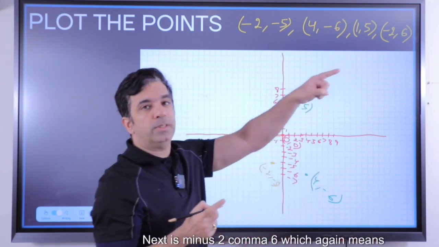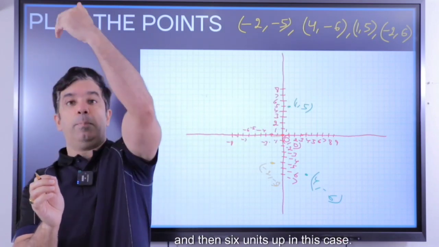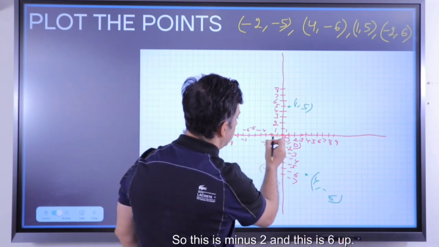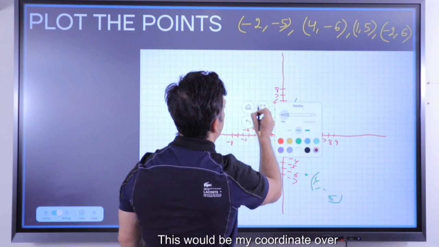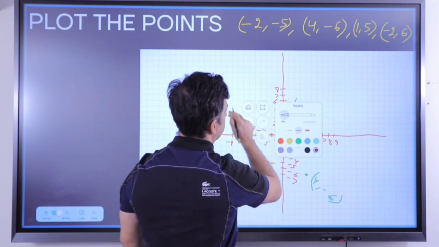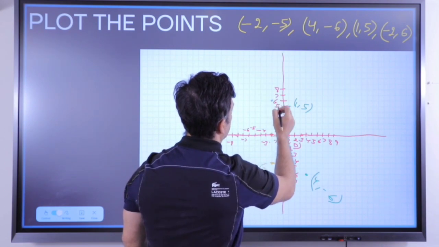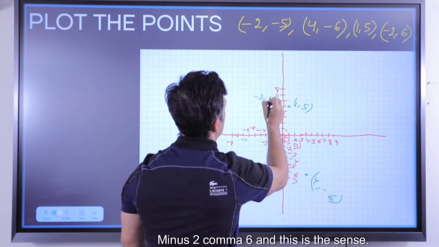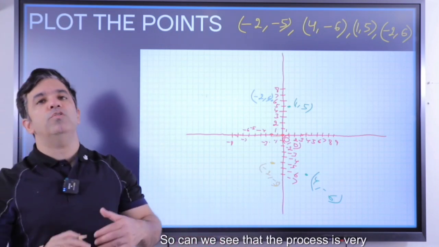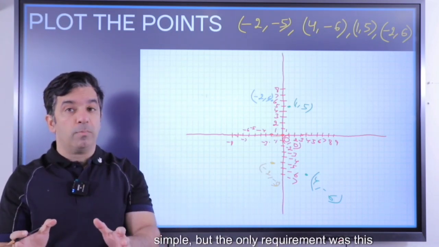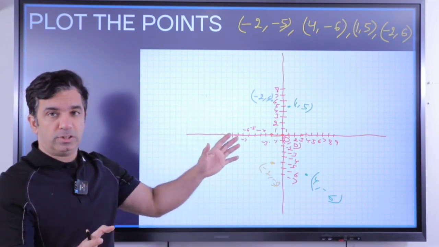Next is -2 comma 6, which again means that we have to move 2 units to the left and then 6 units up in this case. So this is -2 and this is 6 up. So this would be my coordinate over here. -2 comma 6, and this is the sense. So can we see that the process is very simple, but the only requirement was that we should be confident enough to actually mark these points first.